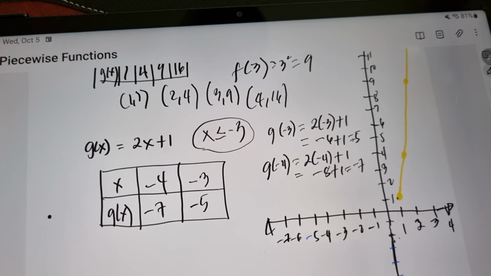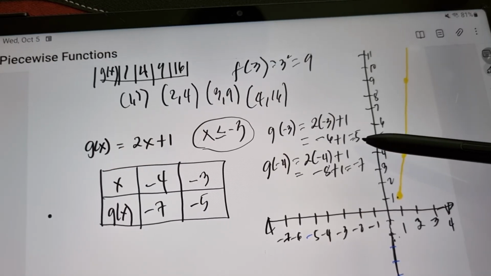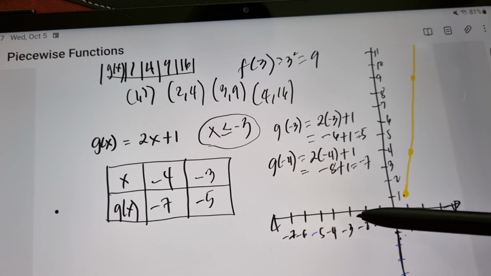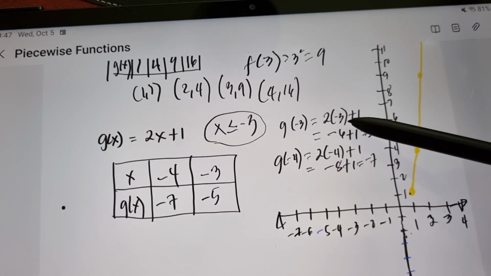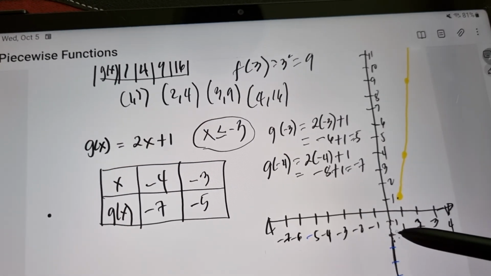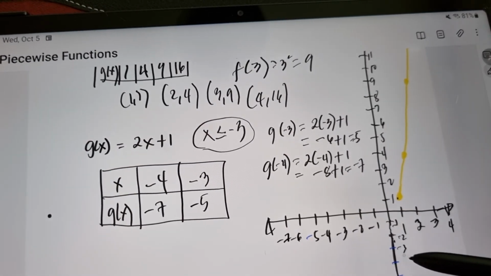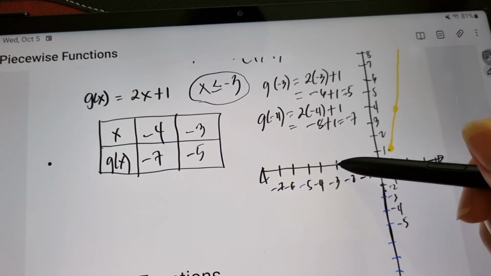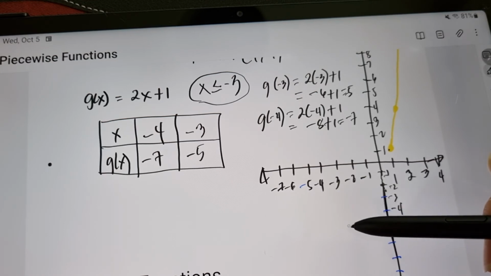Pwede na natin pa-plot yan at makakabuo na tayo ng line. Kasi linear function naman ito. Okay. So, first, negative 3. Ang y natin, negative 5. So, negative 3, negative 5.